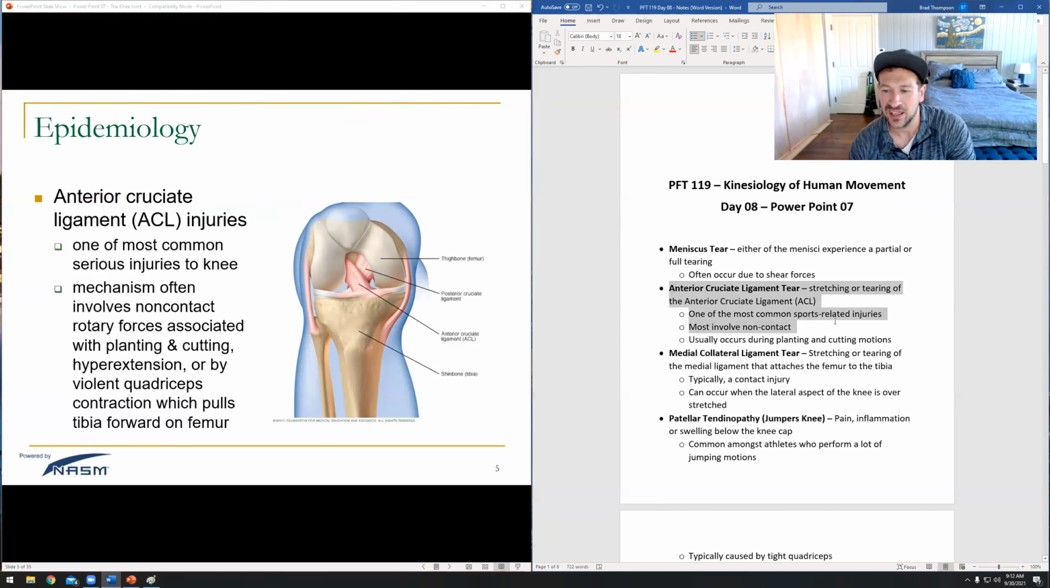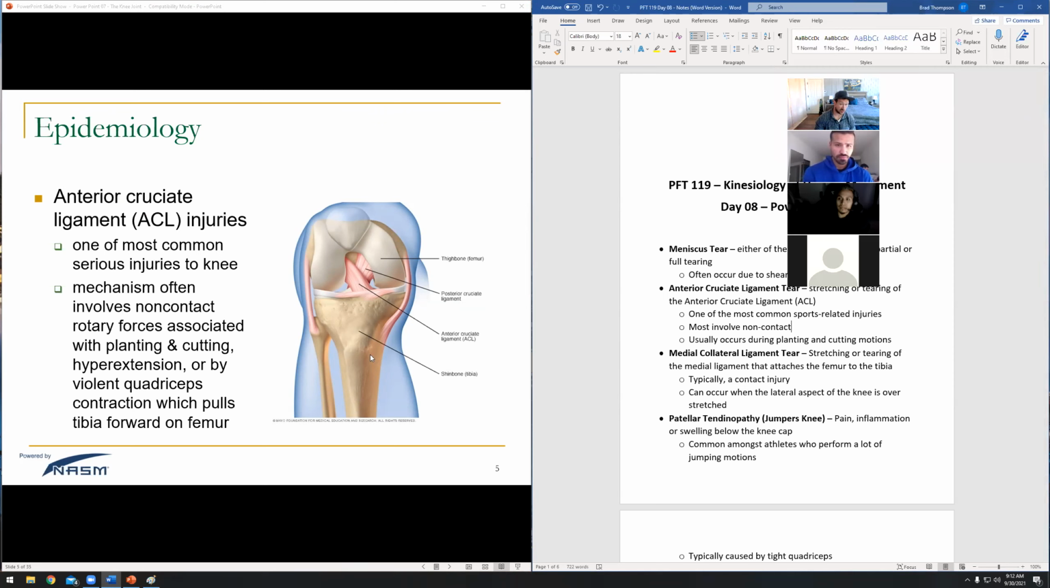So ACL tears, right? One of the most common sports related injuries. There's two things that will often make this happen. It often involves rotary action, like planting and cutting. If I plant and I twist really hard, and then this anterior ligament here ends up tearing, super common there.